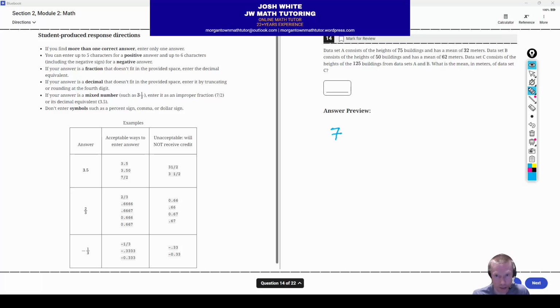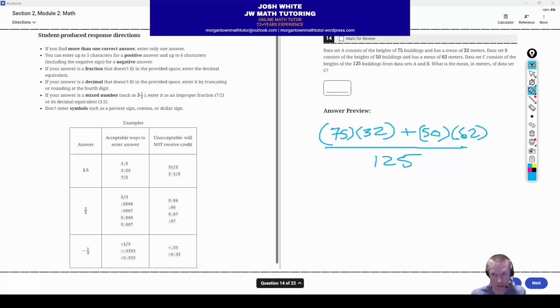The whole idea is there's 75 buildings in the first, and their mean is 32. That means the sum of all the heights is going to be 75 times 32. It's 2400. We don't care what the individual values are. We just care what the sum is. Because to find the mean of data set C, we need to sum up all the buildings that are in it and then divide by the total number. So the total number is going to be obviously 125. The sum of all the buildings in A is just 75 times 32. The sum of all the buildings in B is just 50 times 62. That is equal to 3100.